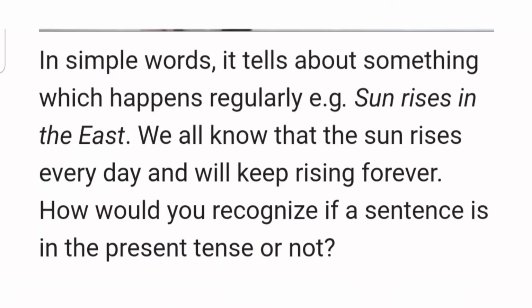The simple present tense tells us about an action that happens in the present, which has no end. In simple words, it tells us about something that happens on a regular basis, like the sun rises in the east. As we know, the sun rises every day and it will keep rising forever.